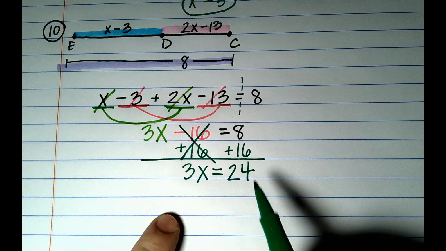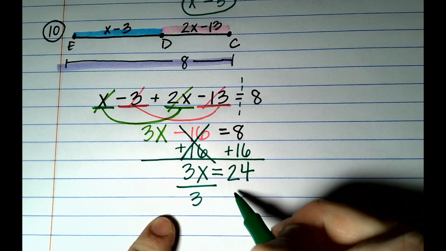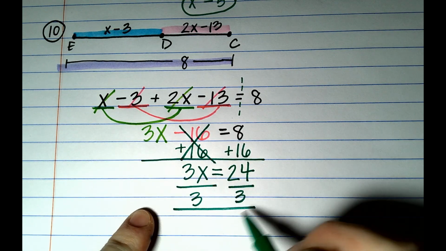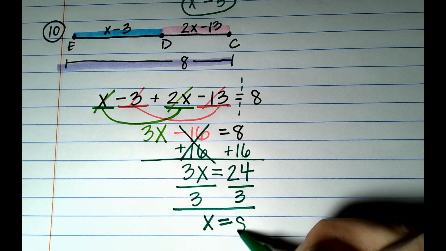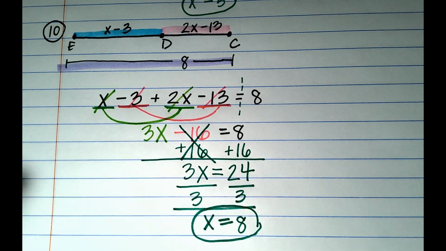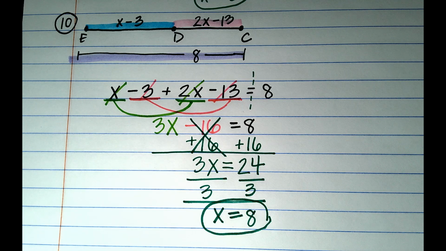And then what do we do? Divide by 3. Good. X equals, what was it? 8. Perfect. X equals 8. If you didn't get this one, do we see what we did?